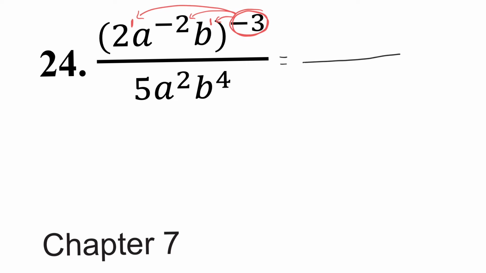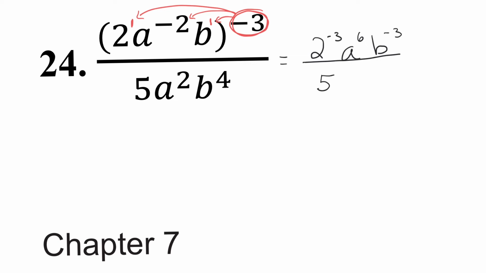So here's the fraction line. Keep the bases, so the 2 you keep, and you're going to multiply the negative 3 times the 1. That's going to be negative 3. You keep the next base, which is the a, and you multiply the negative 3 times the negative 2. That's going to be positive 6. And then you keep the next base, b, and you multiply negative 3 times the 1. That's going to be a negative 3. The bottom stays the same for now.